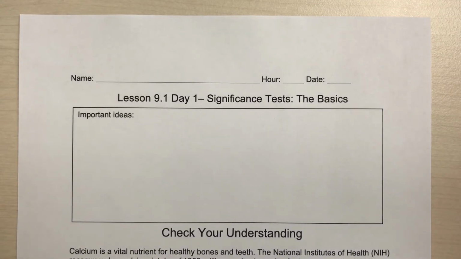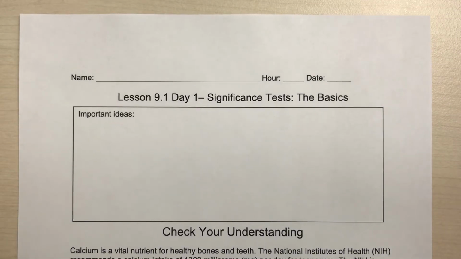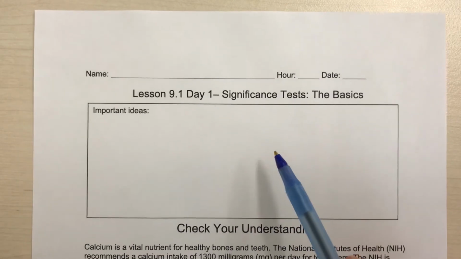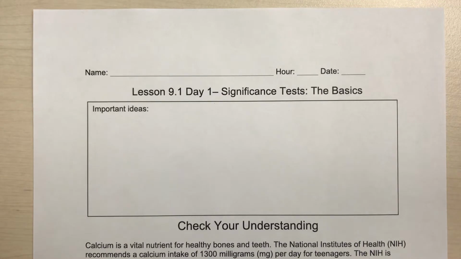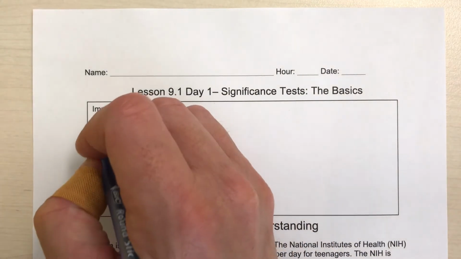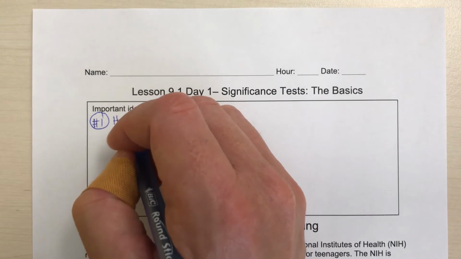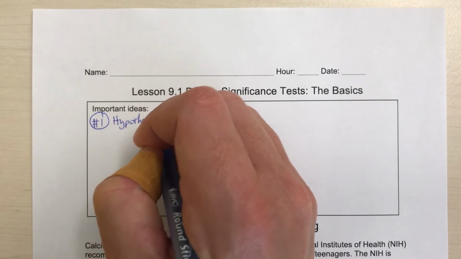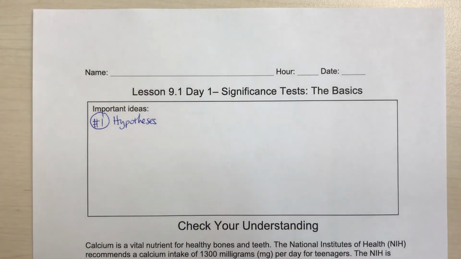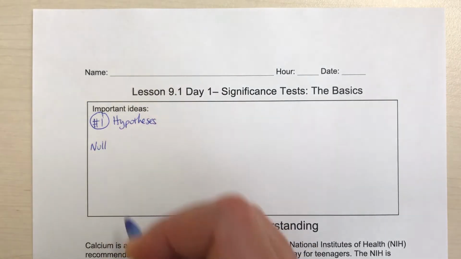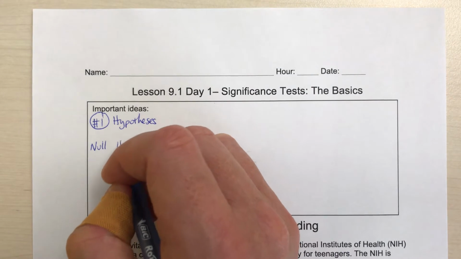All right, so we're back here for part two, and we're on the back of this sheet, and we're going to summarize. There are three main ideas that we're going to talk about here. Number one is going to be the hypotheses. Okay, there's more than one hypothesis. We always start with what we call the null, and that's H naught.